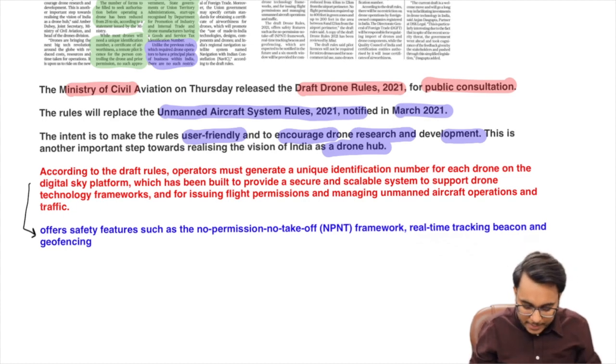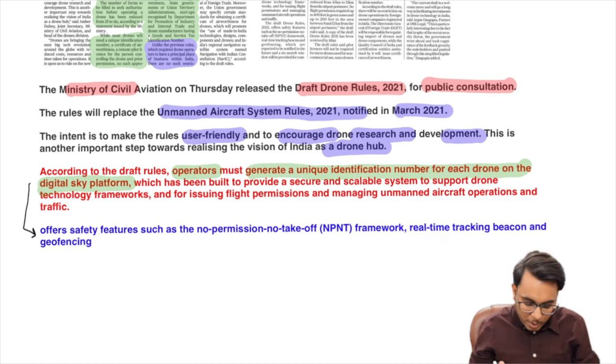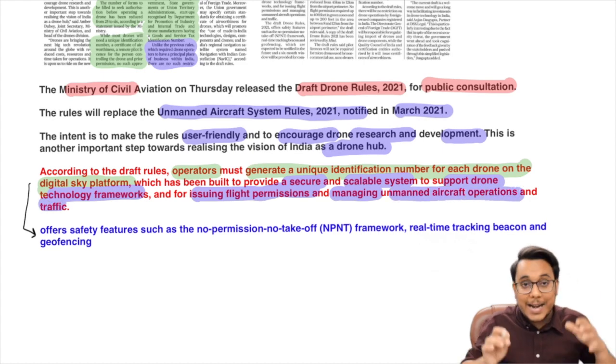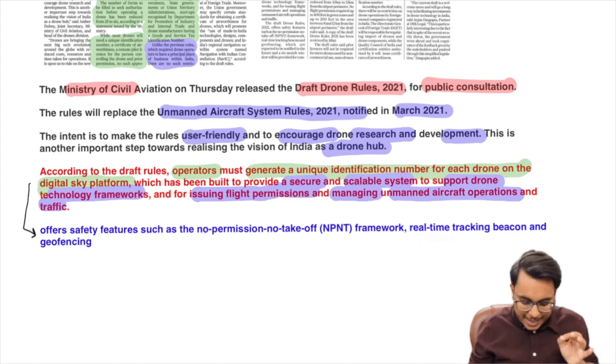Number one, it has been provided that the operators of the drone must generate a unique identification number for each drone, and this number will be generated from the Digital Sky platform. Now this Digital Sky platform has also been initiated as a part of these new rules. It will provide a secure and scalable system to support the drone technology framework. It will be used for issuing flight permissions, as well as for managing unmanned aircraft operations and the traffic in the air. All such things will be managed by this Digital Sky platform.